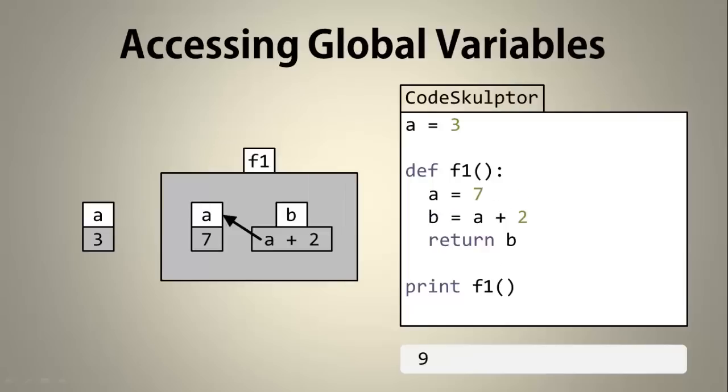If there was another line in f1 that declared a local variable a and assigned to it the value 7, then our answer would be 9 because the program looks first for the local variable a before seeing if there is a global variable a.